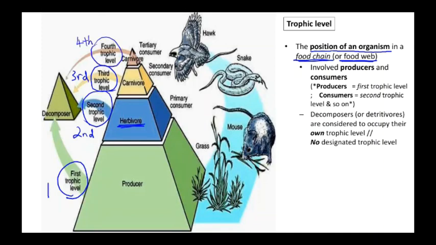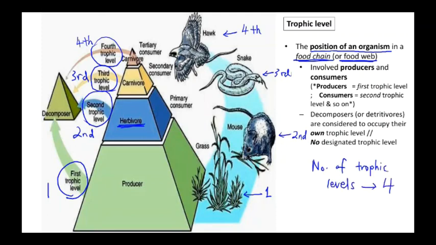Usually a food chain does not contain more than 4 or 5 trophic levels. If not, the food chain will become unstable. How many trophic levels do we have in this food chain? The answer will be 4.